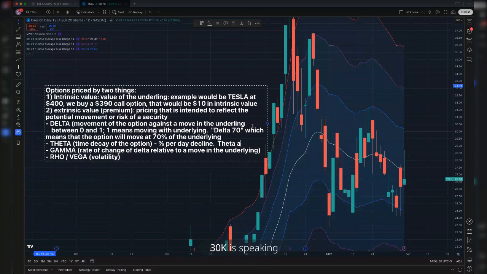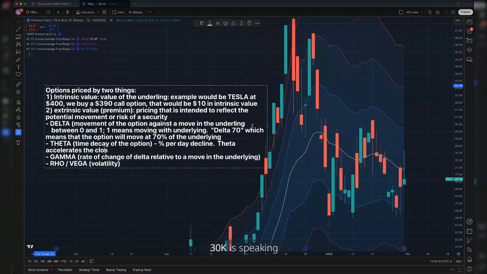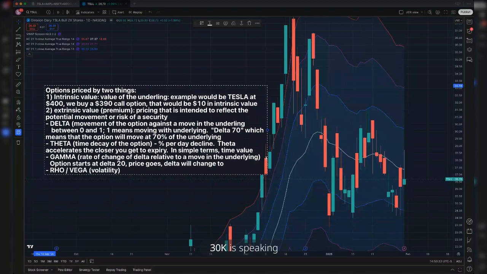Theta is obvious, and that's typically reflected as a percentage per day. Theta accelerates the closer you get to expiration. So in simple terms, it's time value. And then gamma is how fast the delta changes based on a move in the underlying. An example of this would be an option that starts at delta 20; the price goes up, and the delta will change to a higher number, like delta 50, based on the change in the underlying.